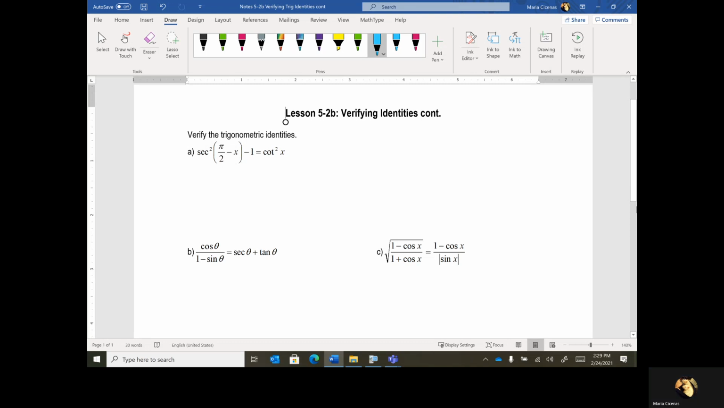All right, if I wanted to verify the trig identity on part A, I would choose to work with the left-hand side because the right-hand side is most definitely the simplified version, right? There's a lot more happening on the left than on the right.